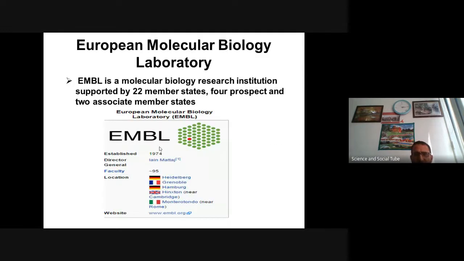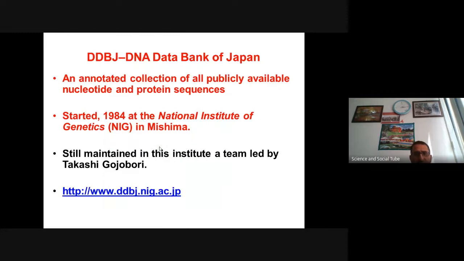This is another well-known biological database, from the European Union. It was established in 1974 by 22 members. The states of Europe are spending money to maintain this database. This is another one which is from Japan. As I told you, in Japan it started in 1984.